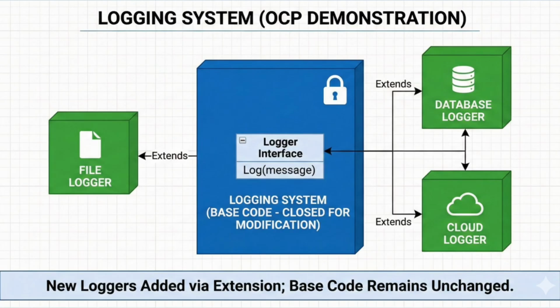This design keeps the core system stable, reduces bugs, makes the code cleaner, and makes testing much easier because each logger can be tested independently. Most importantly, it makes the system highly scalable and future-ready because new loggers can be plugged in anytime without touching the existing secure and tested code. The key takeaway is simple. New loggers are added via extension while the base logging system remains unchanged. That is the real power of the open-closed principle.